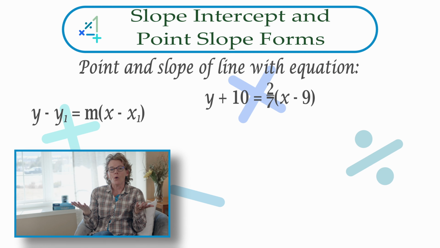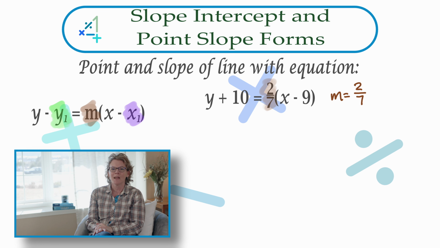Now we get to go backwards to see if we can really see what's going on. What's a point and a slope of a line with the equation y plus 10 equals 2/7 parentheses x minus 9? We need to get the x1, y1, and the slope off of this. The slope is right there in front of the parentheses, 2/7. x1 is not too bad either. We just have to remember that the formula has a minus sign, so we just pull 9, not negative 9.